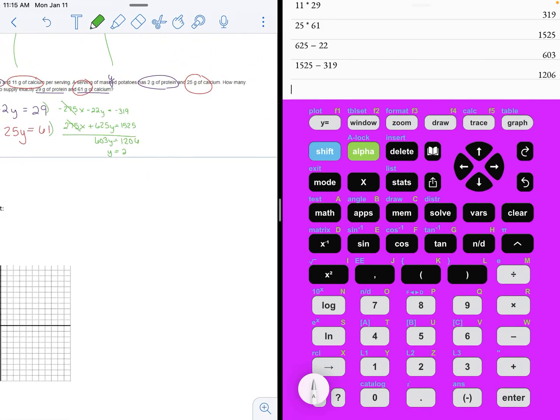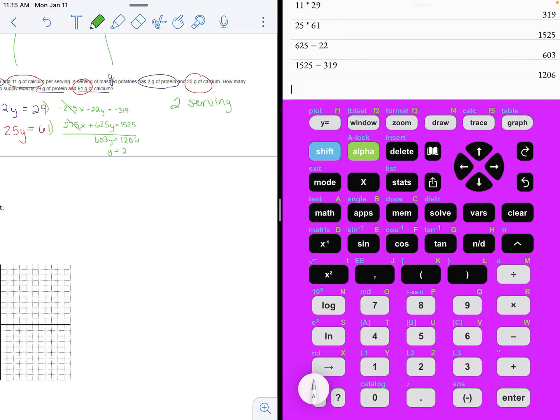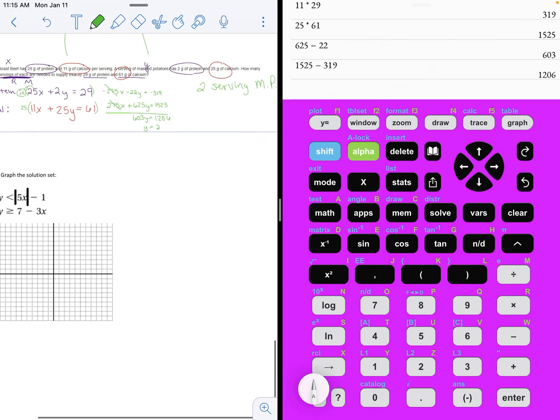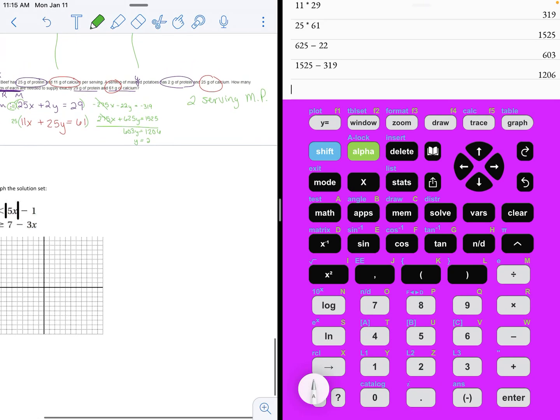So for y, that means 2 servings of mashed potatoes. And then for roast beef, we just plug that in and solve. I'll do 25x plus 2 times y equals 29. 25x plus 4 equals 29, so 25x equals 25. X equals 1. So that would be roast beef. All right, 2 servings of mashed potatoes, 1 serving of roast beef.